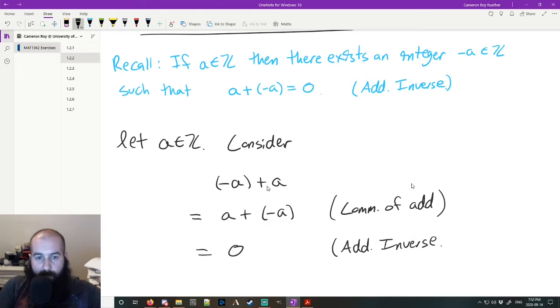And so we've connected the left-hand side to the right-hand side, each step being justified by axioms. And so that concludes the proof.